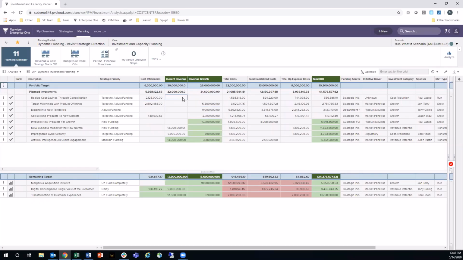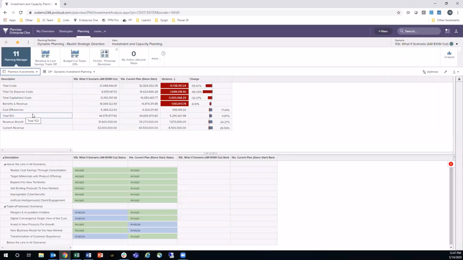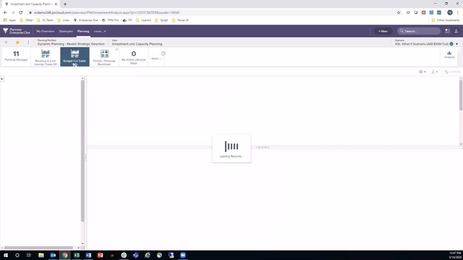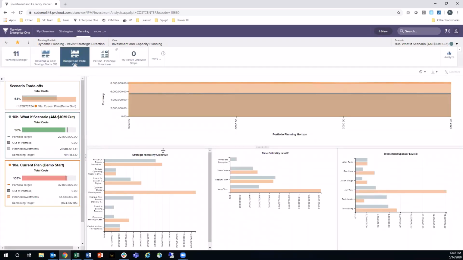different scenarios. So as I go through these scenarios and look at our trade-offs, we can compare our planned investments to see the difference in costs, expense, capitalized costs, as well as the strategies that we've accepted and moved in, as well as the ones that we've moved out in different scenarios. We also give you the ability up here at the top to use our impact analysis tiles to look at revenue and budget cut trade-offs and compare those different scenarios.